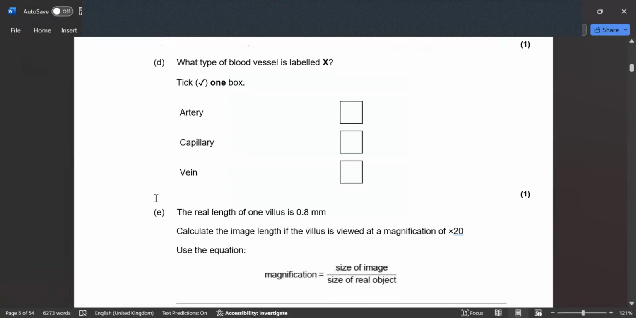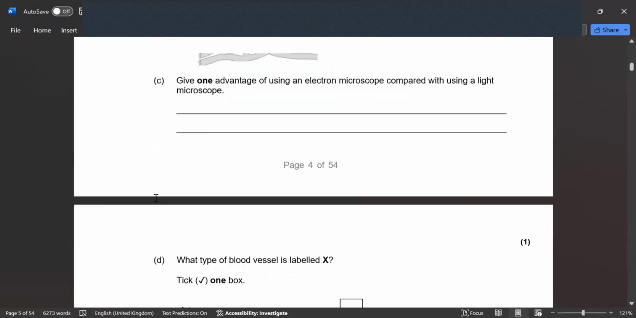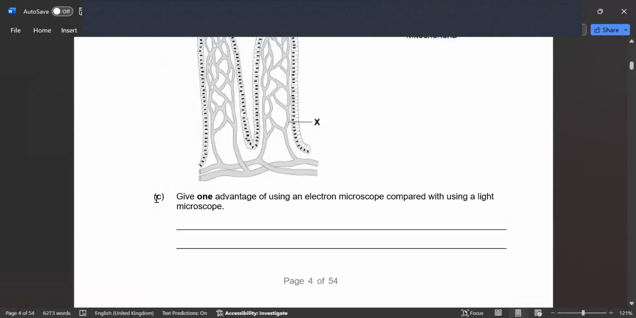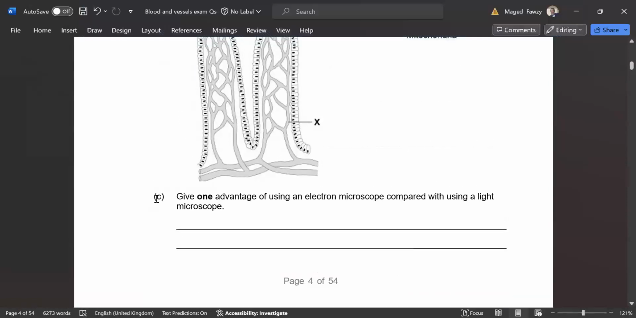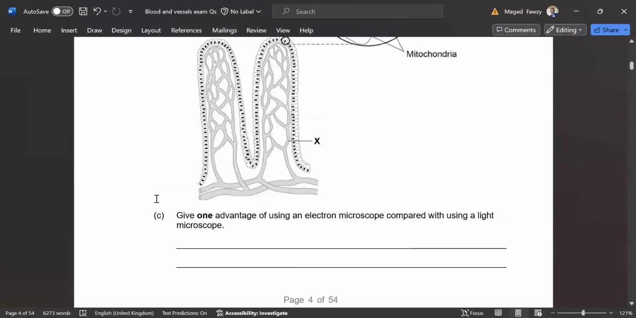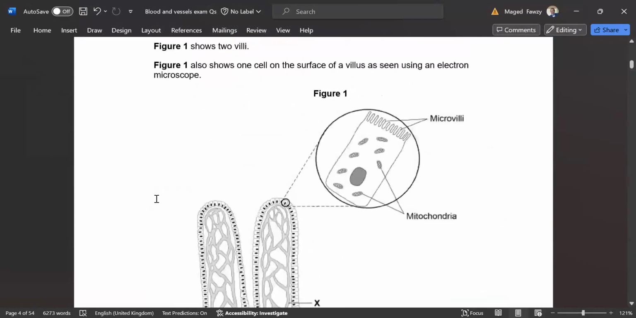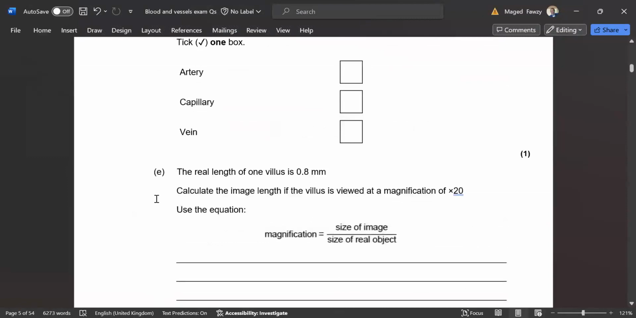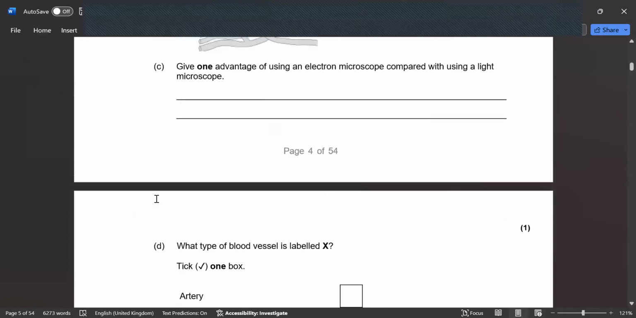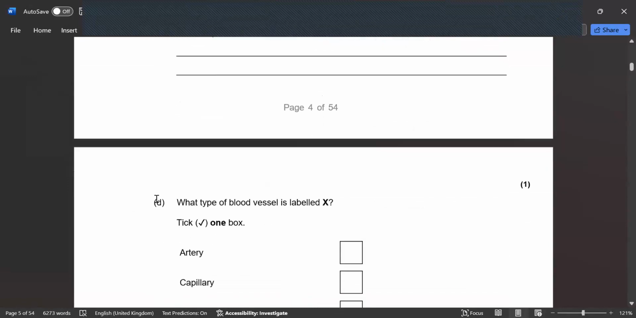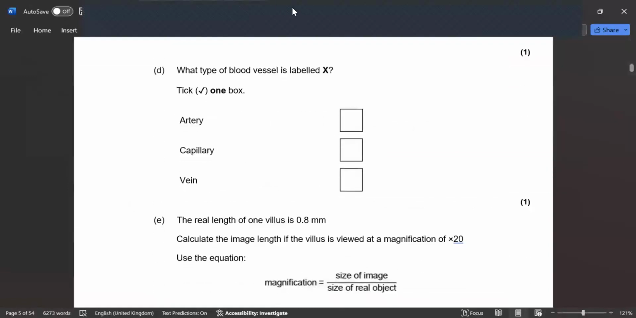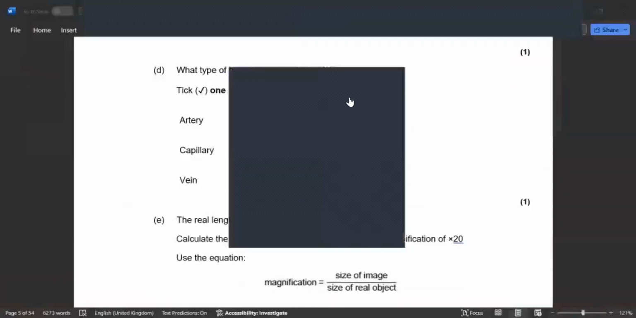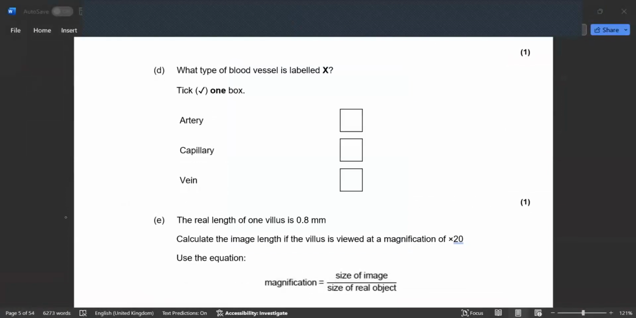What type of blood vessel is labeled X? What type of these blood vessels? Those are arteries, veins, or capillaries. Capillaries, Sumaya. Yes, Sufi. Yeah, capillary.